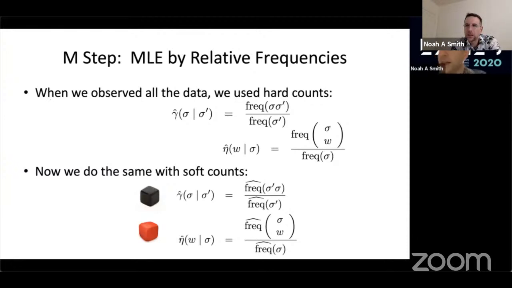Here, you do exactly the same thing. The only difference is that now your frequencies are wearing hats because, in my notation, they are soft, and therefore they have hats on. They are soft expected counts rather than hard actual counts. But the formulas are the same, and the computational cost of this renormalization procedure is basically linear in the number of parameters. It's quite cheap and fast.